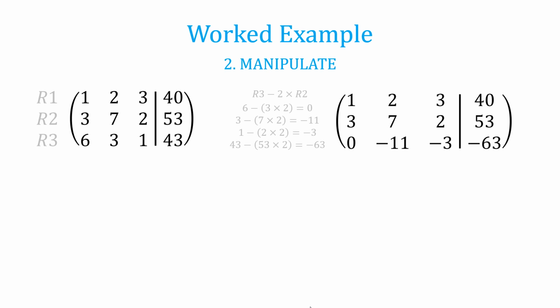So all we've done is taken away 2 times row 2 from row 3, and by looking at each component, we've changed each of the component values to a position where in the first column of row 3 we have a 0, and we're on the right track to get a triangle of zeros in the bottom left. Next step is we're going to have a look at replacing the 3 with a 0.